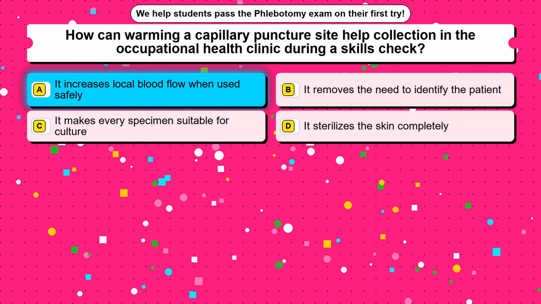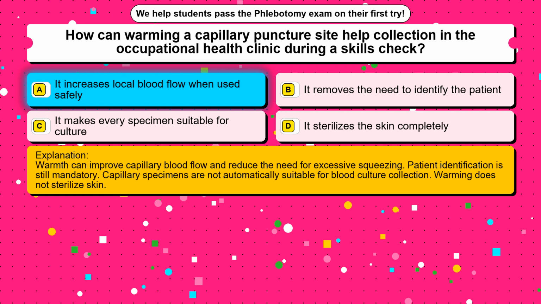The correct answer is option A. It increases local blood flow when used safely. Warmth can improve capillary blood flow and reduce the need for excessive squeezing. Patient identification is still mandatory. Capillary specimens are not automatically suitable for blood culture collection. Warming does not sterilize skin.